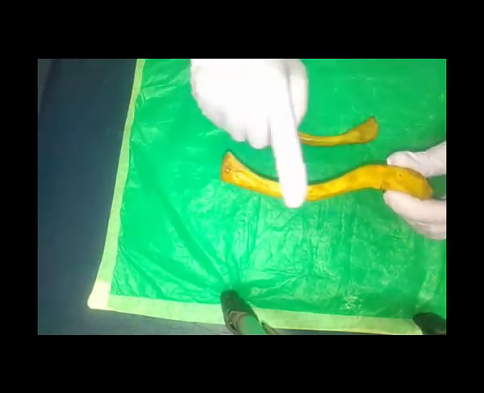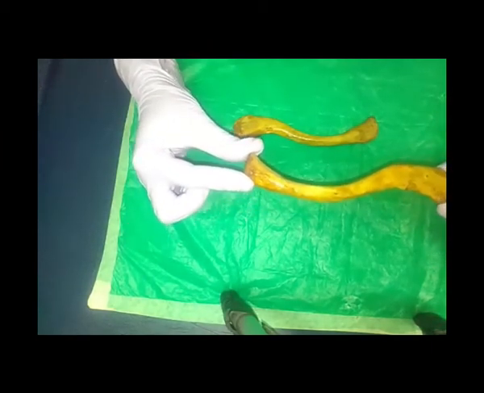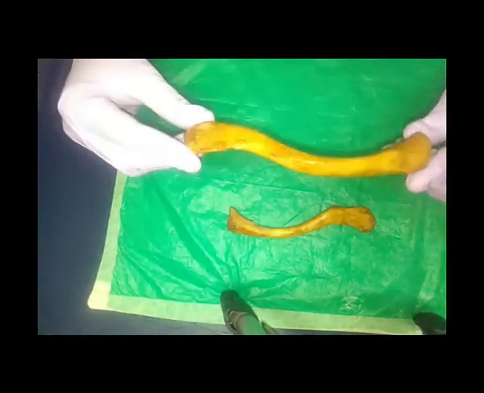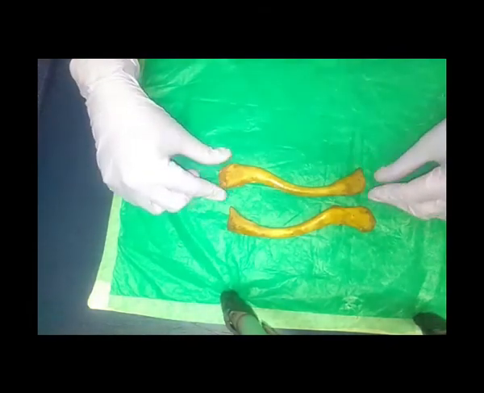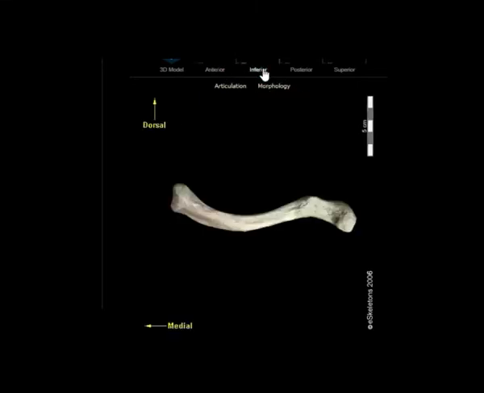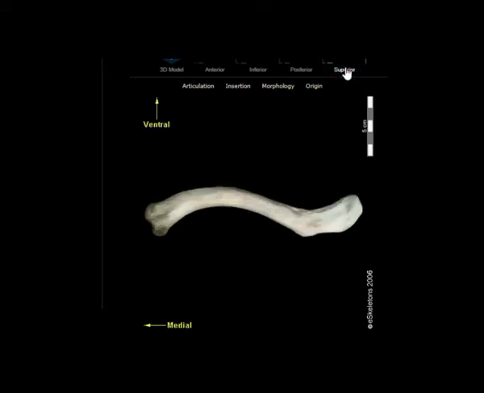Okay, and this is the superior surface, and this is the way you have to hold the clavicle, and this is the left side clavicle, and this one is the right side clavicle. Now let us have a view of the 3D model of the clavicle. What you are seeing here is the anterior surface, and this is inferior, and this one is the posterior aspect of the clavicle, and this is the superior aspect of the clavicle.